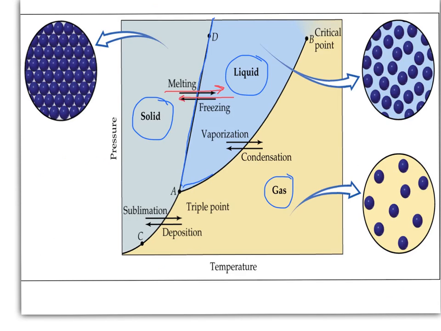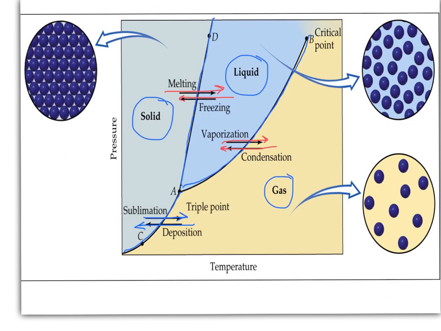I'm going to highlight this second line right here, which separates the liquid from the gas. And once again, if I cross over the line as I go from liquid to a gas, that's boiling or vaporization. From a gas to a liquid is condensation. And lastly, there's a third line I can draw, and that's going to be the line that separates the solid from the gas. If we cross over that line, we're going to sublime. And if we go from a gas to a solid, that is the process of deposition.